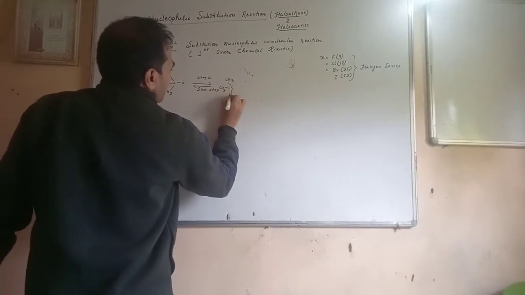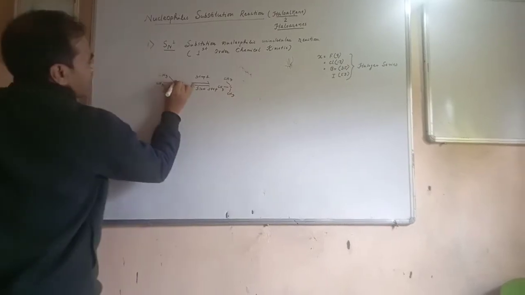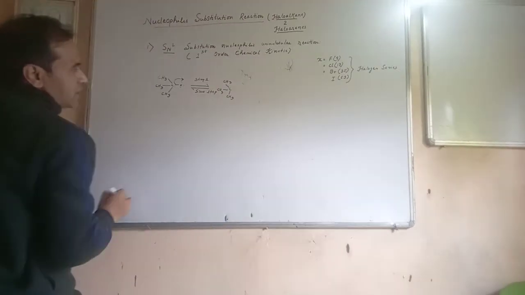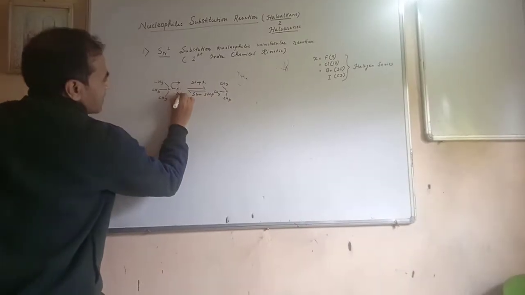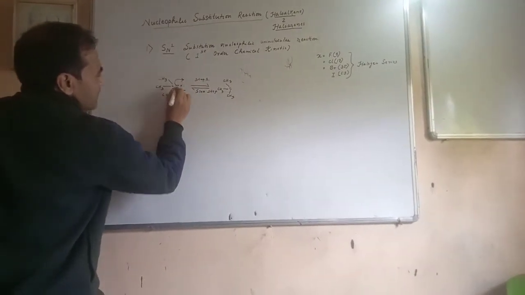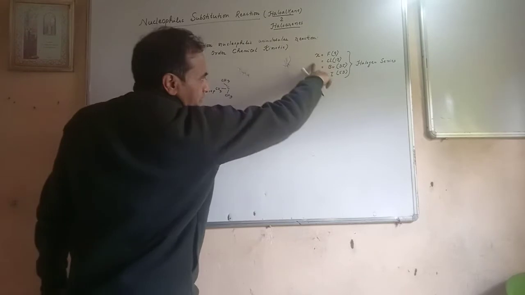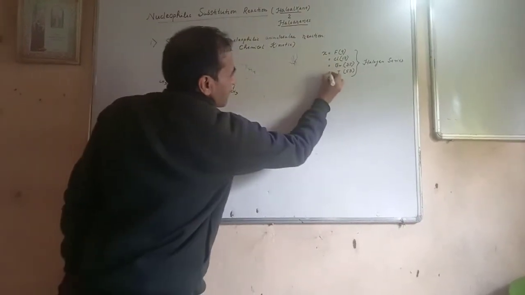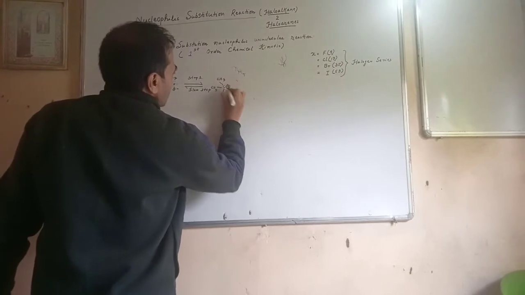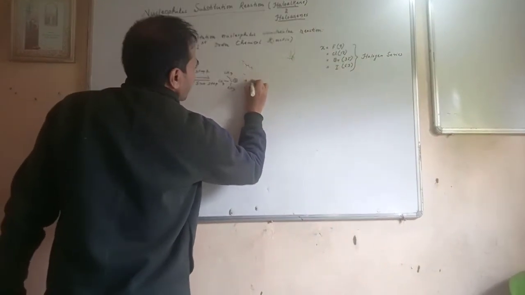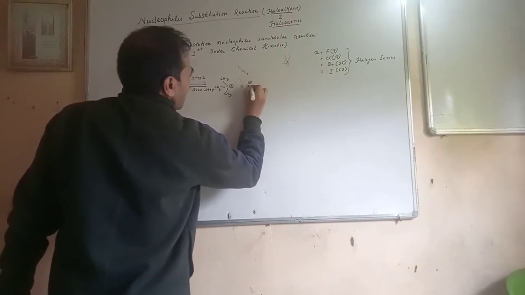Now, how will this carbocation be generated? This will just cleave because it is a highly polar bond. Highly polar bond means this is having delta negative, this is having delta positive. And fluorine, chlorine, bromine and iodine are very highly electronegative atoms. So this is going to generate the carbocation, plus what you get is halide.